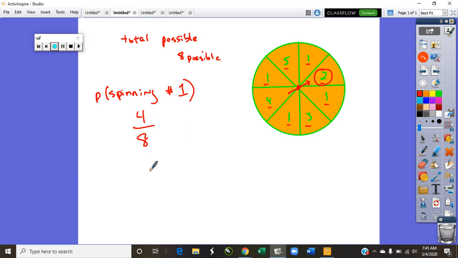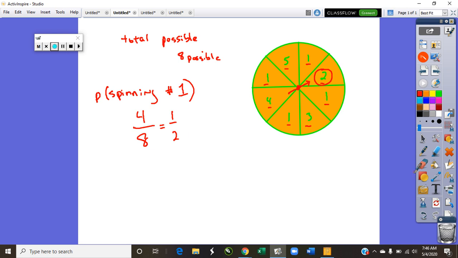So 4 of those 8 outcomes would be a 1. So I'm going to write this as 4 over 8, which I can then reduce. 4 over 8 reduces to what? 1/2, because each of these is divisible by 4. So the probability of me getting a 1 would be 1 out of 2, or half, or 50%, whatever way you want to look at it. For now, we're just going to express our answers as ratios.